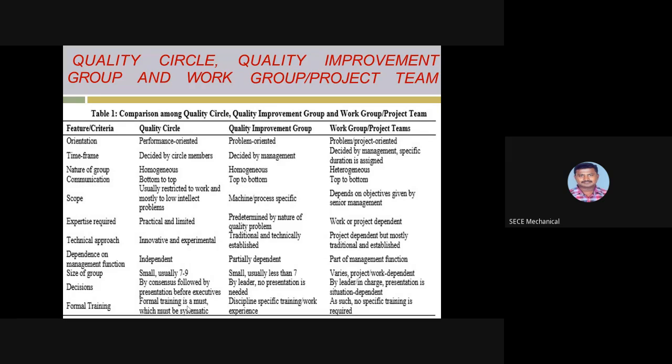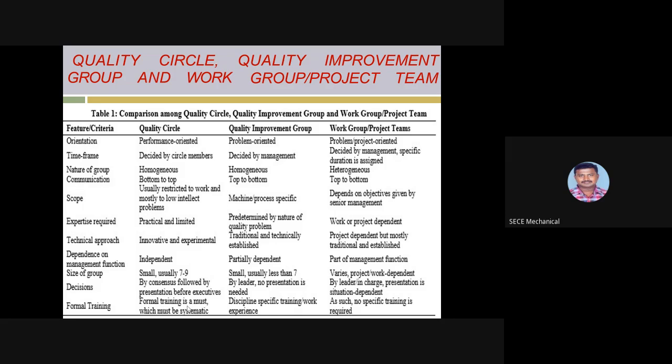For the feature or criterion of orientation, the quality circle is performance oriented, quality improvement group is problem oriented, and work group or project team is problem or project oriented. Next criterion is the time frame. In a quality circle, it is decided by the circle members; in a quality improvement group and in a work or project group, it is decided by the management. A specific duration is assigned.